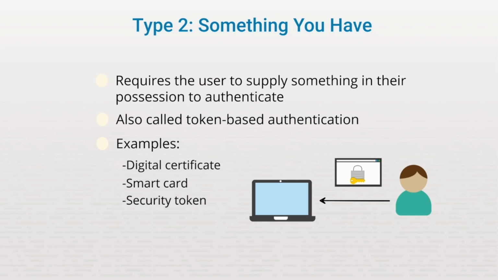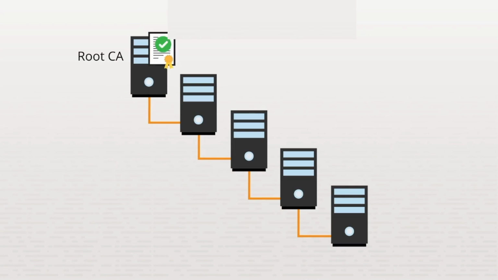Type 2 authentication is usually considered more secure than Type 1 because it's a little bit more difficult to transfer an item in the user's possession for authentication. For example, a properly secured certificate would be difficult for an intruder to obtain, whereas obtaining a username and password is quite a bit simpler.